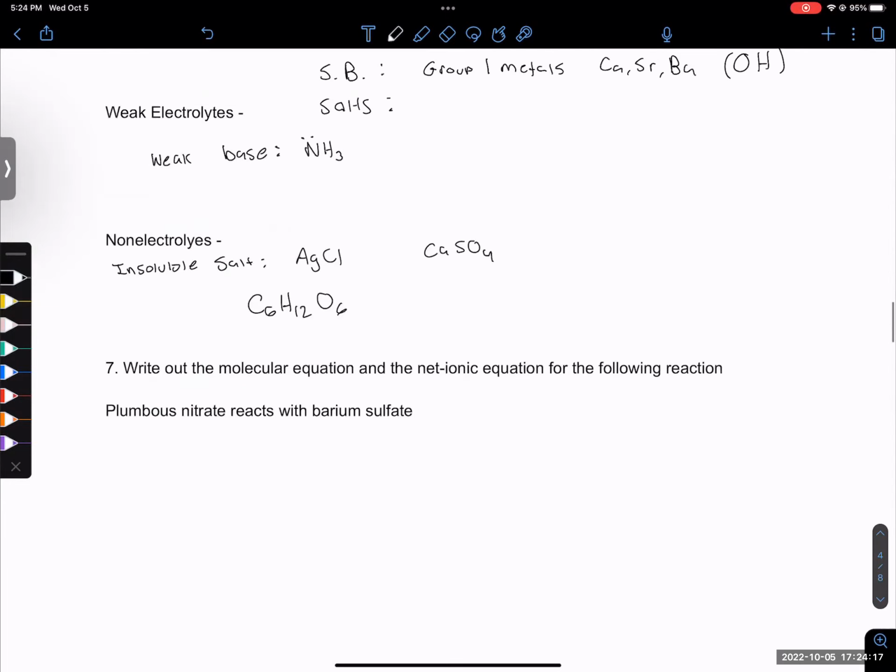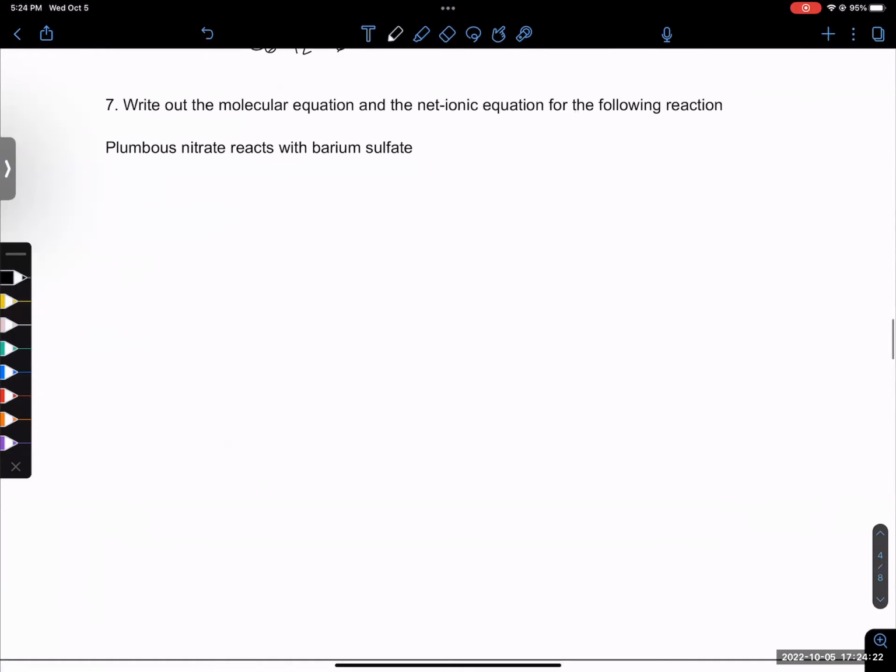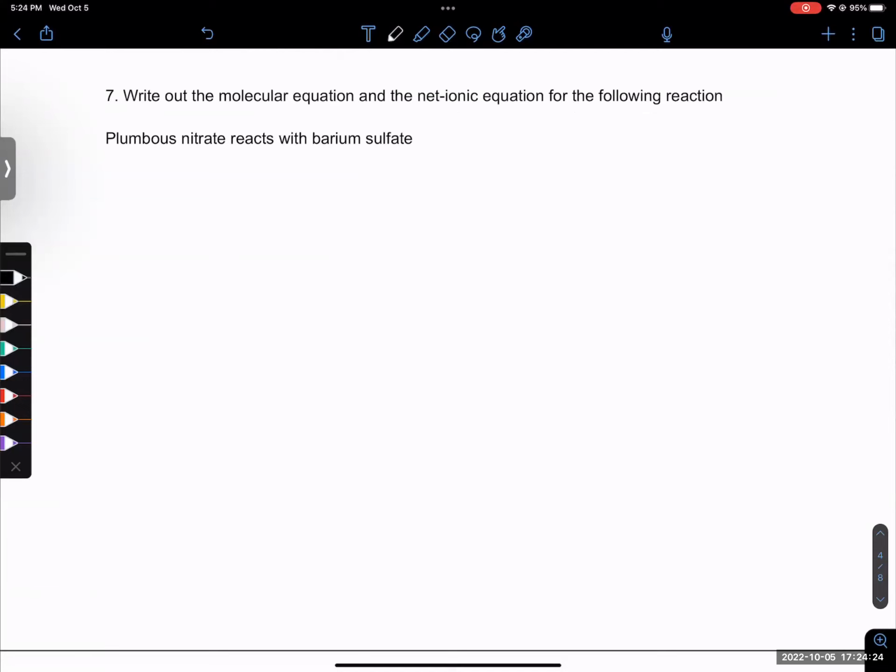Okay. The last thing, there's a couple more things I want to do. Let's write out the molecular equation and then the ionic equation for the following reaction. What is the formula for plumbous nitrate? You knew that because plumbous is the lower charge and lead can either be +2 or +4, so it's +2. And that's aqueous. Reacts with barium sulfate.